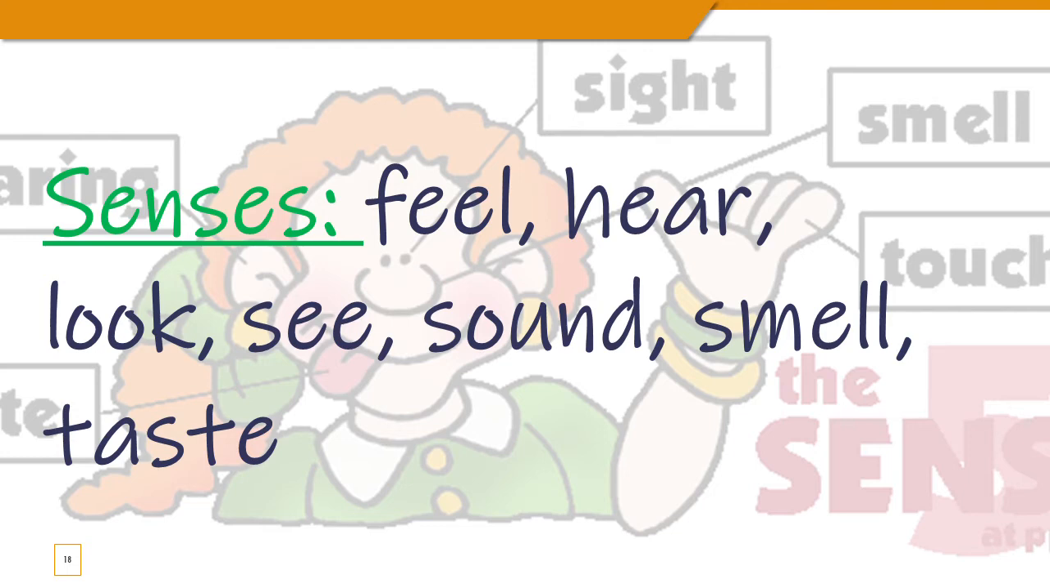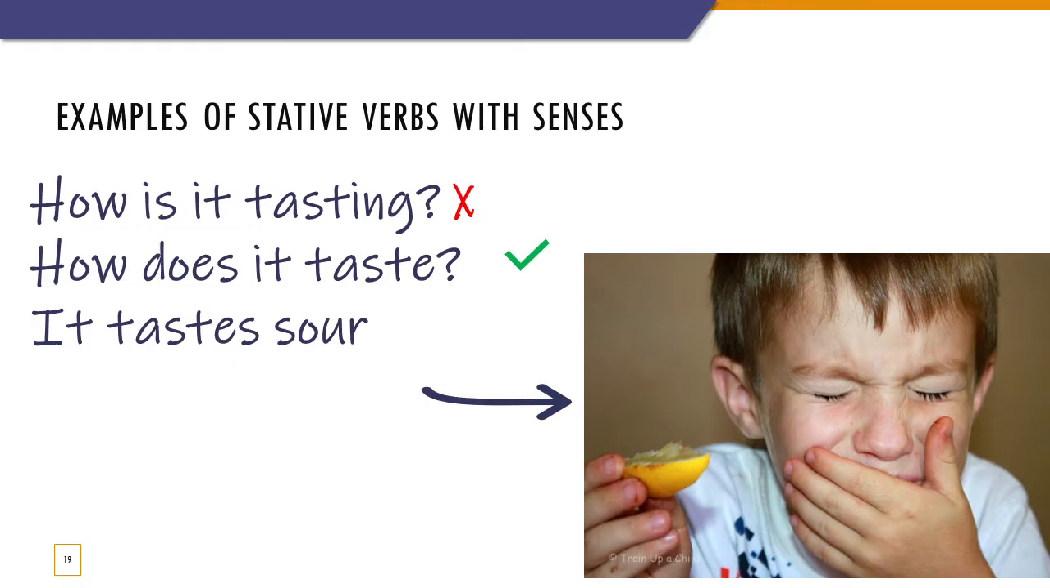So here are some examples for you. This is what I mean. You don't ask how is it tasting. If you want to know the taste of something, you just ask how does it taste. When you talk about the taste of something, you say it tastes sour, as in a lemon. If you can see this picture here, this is the taste of a lemon, which is sour. So you say it tastes sour, not it is tasting sour.